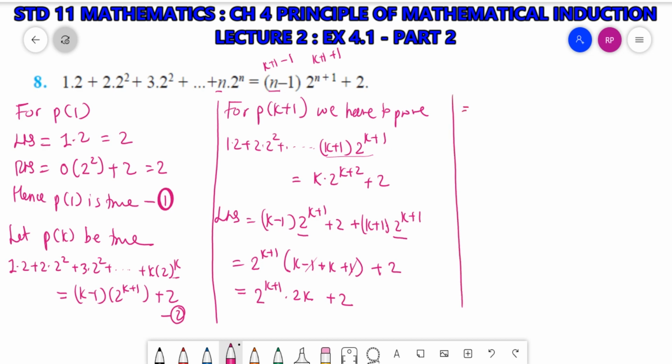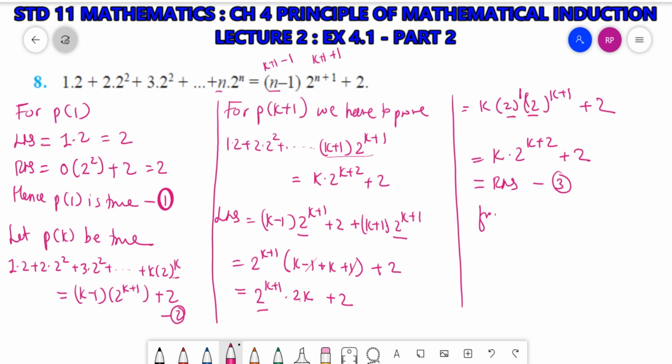Carrying it forward, I will write down k into 2 into 2 raised to k plus 1, plus 2. So now k into 2 raised to 1 times 2 raised to k plus 1. Here the base is the same, so 1 plus k plus 1 gives k plus 2, plus 2. And this is equal to RHS. So let's name this 3. We have proved P of 1 is true. We assumed P of k is true, and that proved that P of k plus 1 is true.